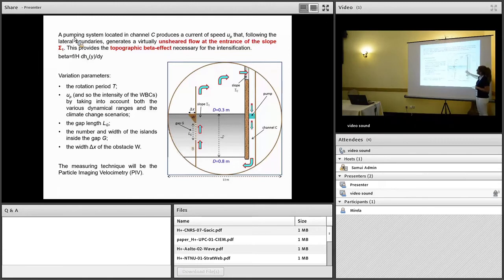This is the way the gradient of the Coriolis parameter is modeled in laboratory experiments. The equivalent of having a gradient of the Coriolis parameter on the Earth from the equator to the pole, we can simulate by changing the depth of the topography, and we get the same effect.